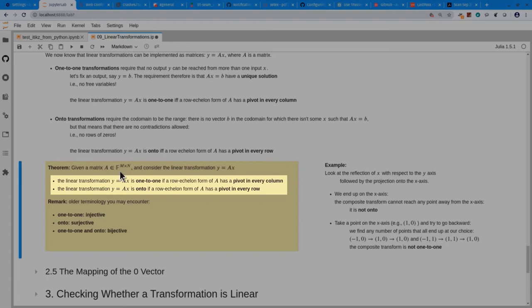Don't simply memorize that 1 to 1 means pivot in every column, because after 3 days, you won't get it right. And on the exam, I usually see half the students get those two conditions mixed up. Learn how to think through the arguments that we just gave for why we conclude that 1 to 1 means pivot in every column and onto means pivot in every row. That will stay with you.